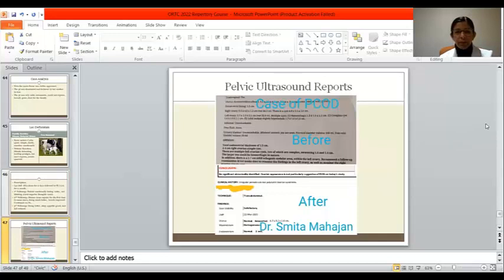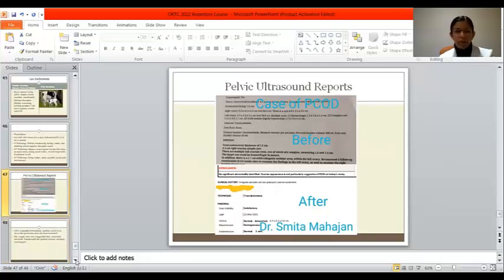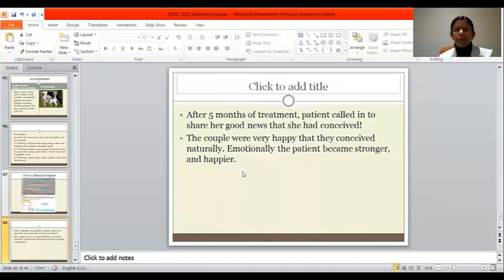These are the ultrasound reports. So the first report shows PCOD in both the ovaries, right and left, and this was after 4 months. As you can see, there are no PCOD-like changes. There are no cystic changes in the ovary, and it is completely normal.